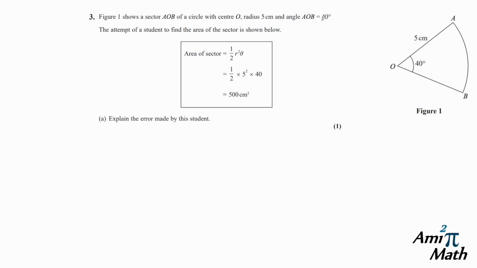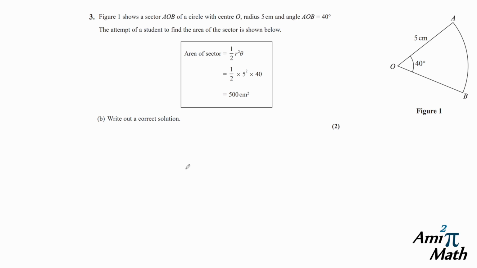Now in the question they say that the angle AOB is 40 degrees. And we know that when we try and work out the area, this theta value must be in radians. And that even goes for arc length, this theta value should always be in radians. So that's all you need to say, it's only 1 mark. So theta is measured in radians. Or you can say that the student did not convert 40 degrees to radians.